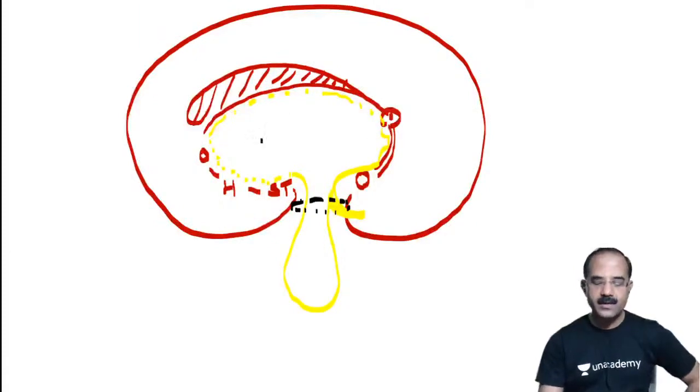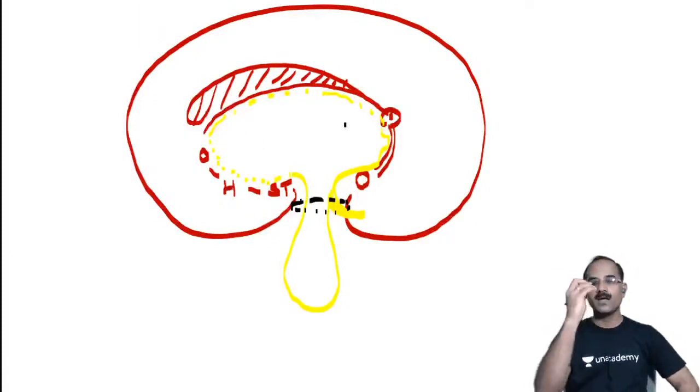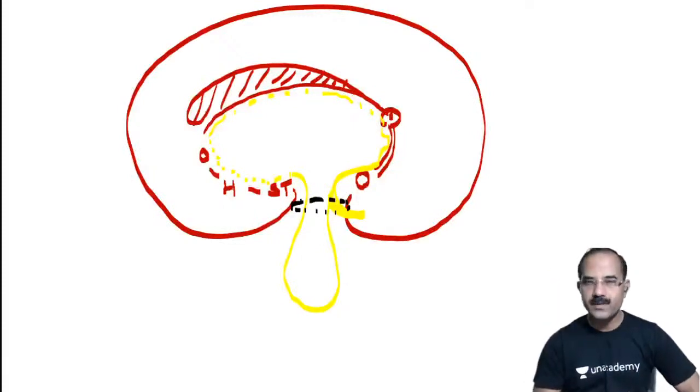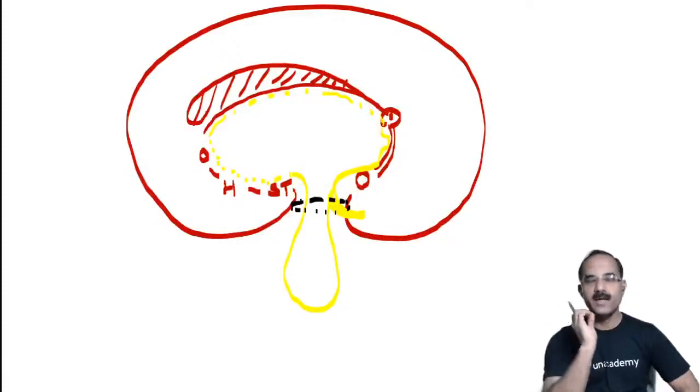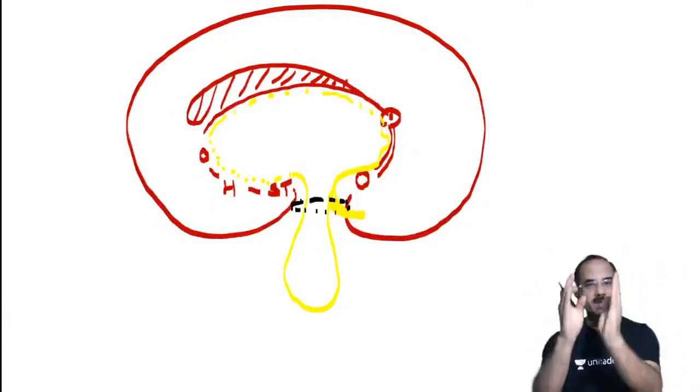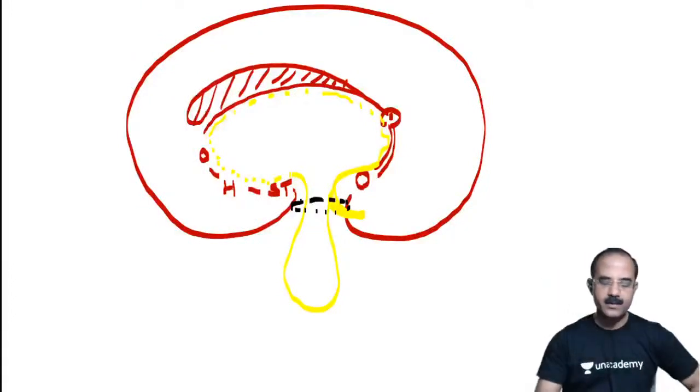And this entire yolk sac is going to form what? The GIT. That means the GIT is derived from what? Yolk sac. What is the lining of the yolk sac? That's endoderm. And this is how we say the entire GIT is endodermal in origin.